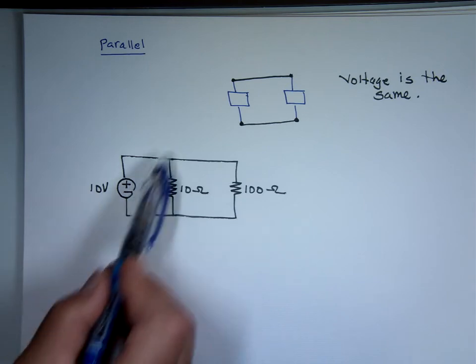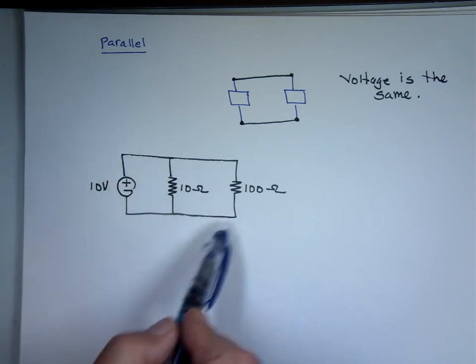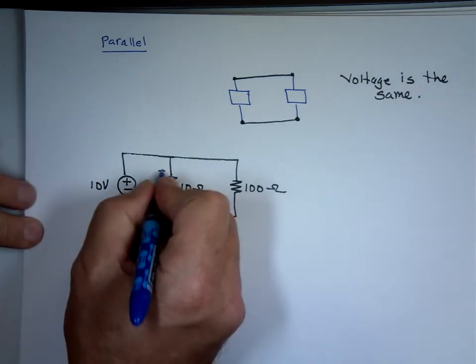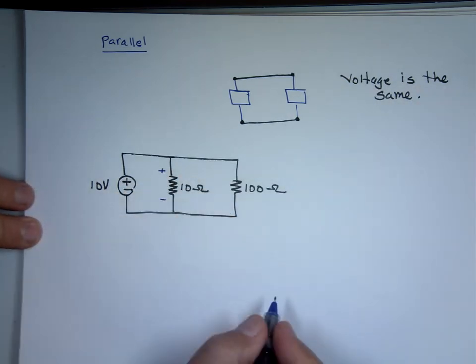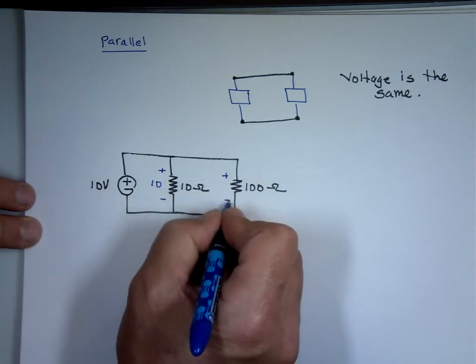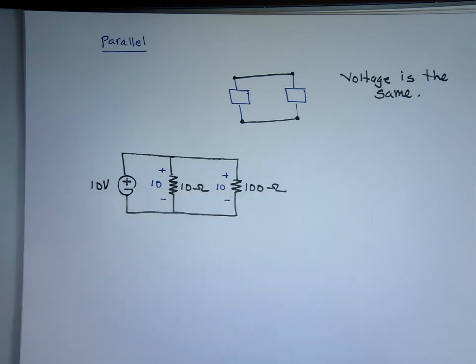Notice they're all attached in parallel. The top attached to the top. The bottom is attached to the bottom. All three are attached together. So that tells me the voltage across each one of them is going to be the same. The voltage is the same. So what is the voltage right here then? 10. And what's the voltage right here? 10. They're in parallel. They must have the same voltage.